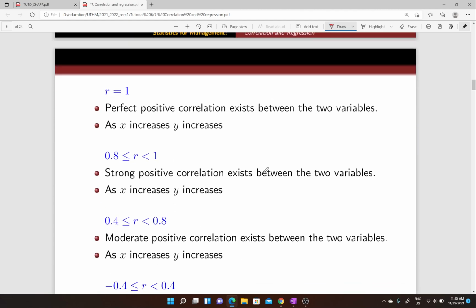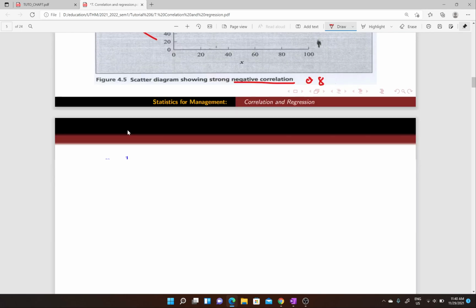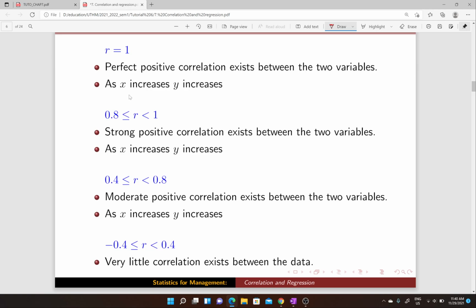Okay, hopefully everybody has the slide I shared with you earlier. If R equals 1, we will compute that later. If R equals 1, then you can use these phrases: perfect positive correlation exists between the two variables. As x increases, y increases. Just now, in the first example, x was the advertisement. As advertisement increases, the sales increase. Something like that you can write.